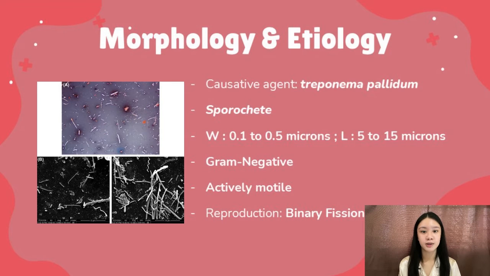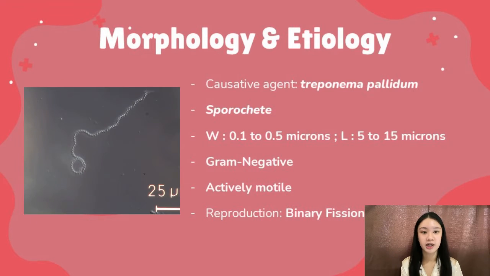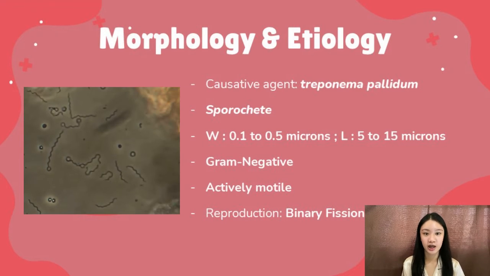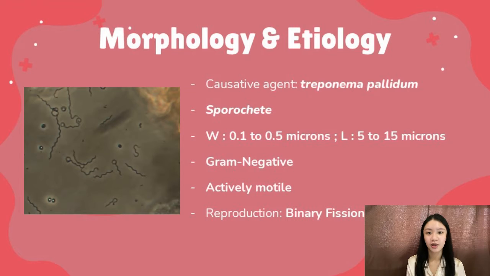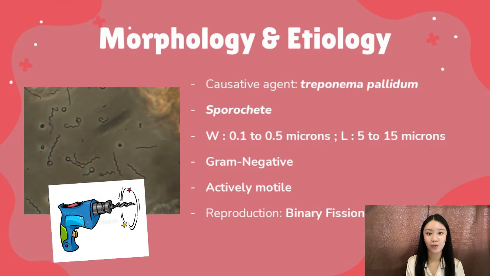This organism is difficult to grow in the lab since it requires complex culture media, and it is also too thin to observe in a light microscope, while for its staining reaction, the T. pallidum is a gram-negative bacterium. Also, it is an actively motile microorganism, which means that it has the ability to move rapidly since it has endoflagella which contain protein filaments. This allows them to move around by twisting or turning, kind of like how a drill works.